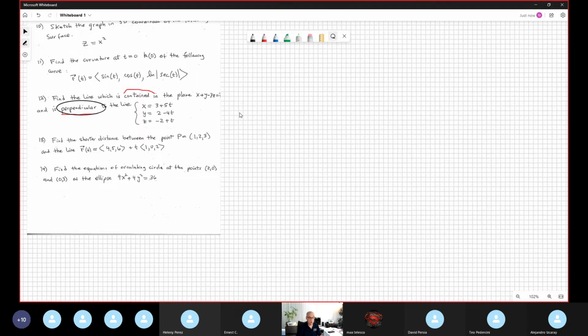Osculating circle of the ellipse. This is a problem in 2 dimensions: 9x squared plus 4y squared equals 36. It's an ellipse in standard form, so divide everything by 36. Then x squared over 4 plus y squared over 9 equals 1.